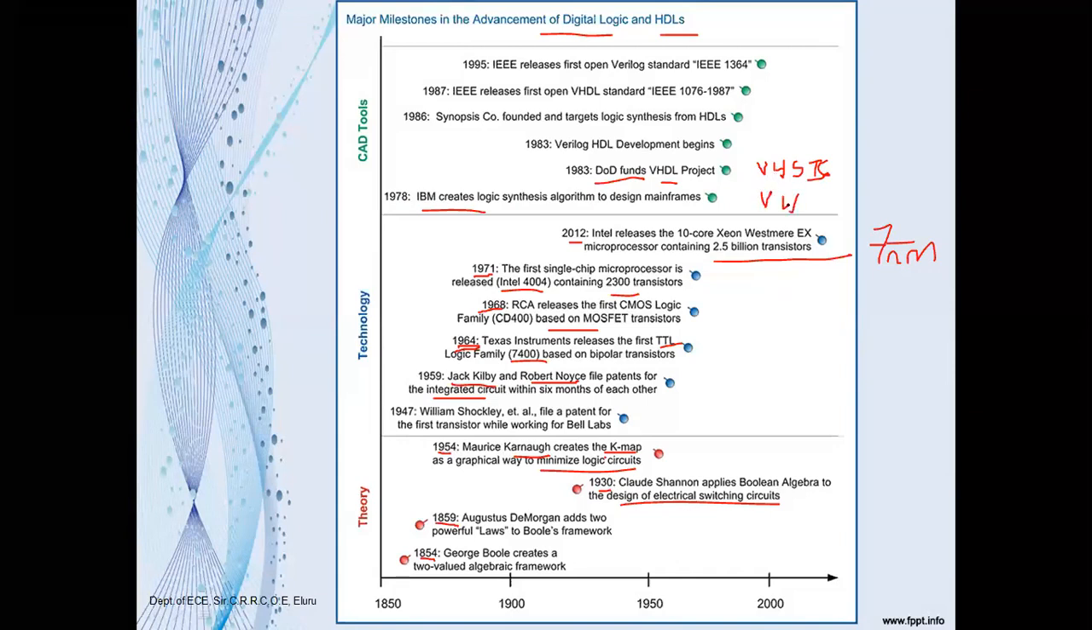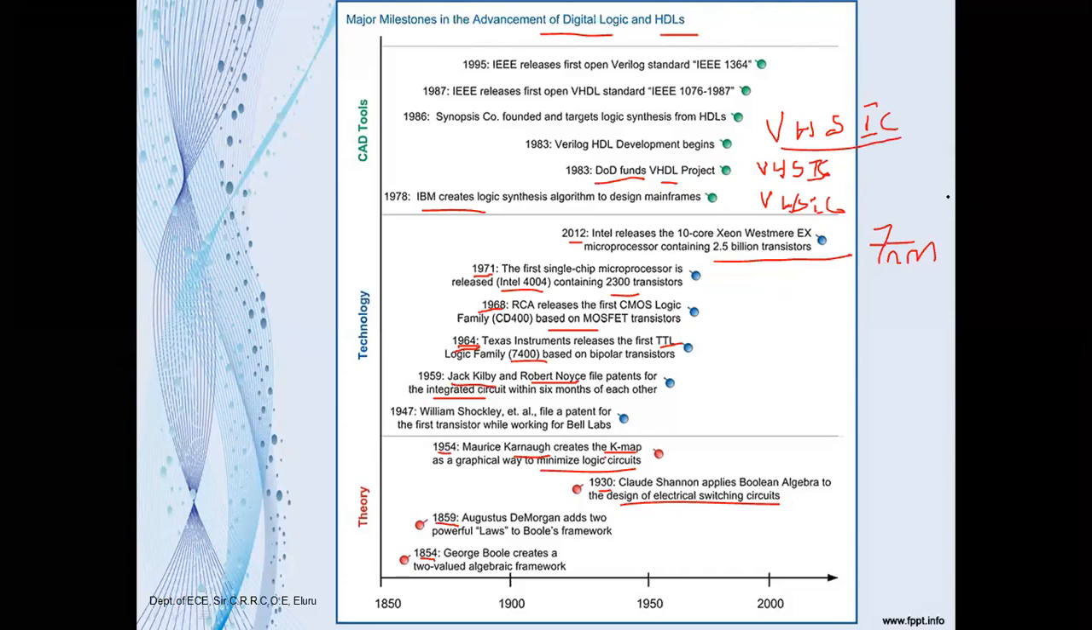VHSIC, Very High Speed Integrated Circuits. This was the project initiated by the US Department of Defense. Many companies and manufacturers were involved in designing these very high speed integrated circuits. At that time, most of the manufacturers developed their own integrated circuits using their own hardware description languages. Each company had its own hardware description language.